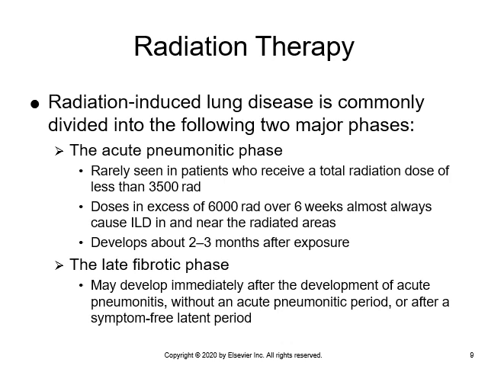Chronic radiation fibrosis is seen in all patients who develop acute pneumonitis. The late phase of fibrosis may develop 1. Immediately after the development of an acute pneumonitis, 2. Without any acute pneumonitic period, or 3. After a symptom-free latent period. When fibrosis does develop, it generally does so 6 to 12 months after radiation exposure. Pleural effusion is often associated with the late fibrotic phase.